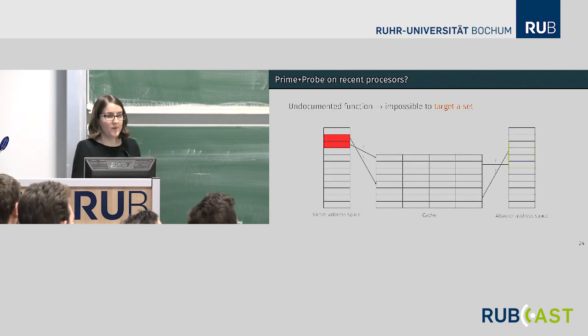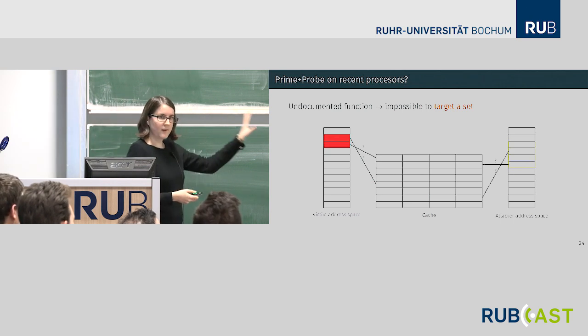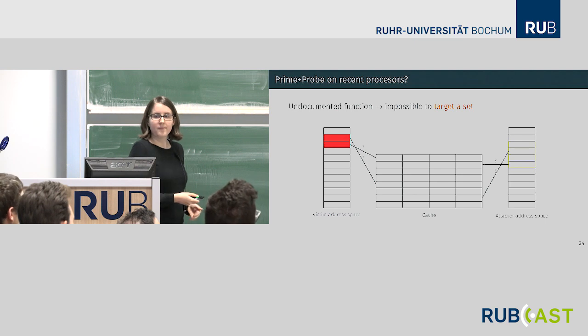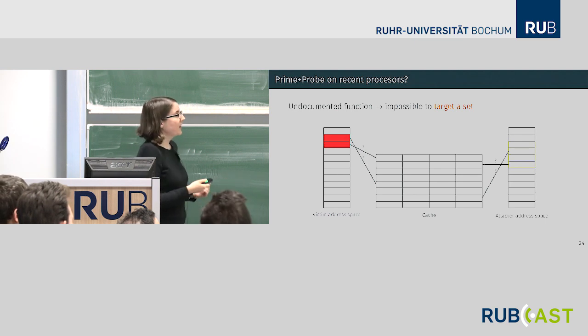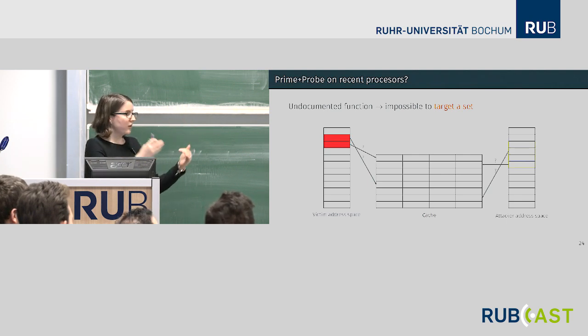So how is it a problem for us? If you want to perform a prime+probe on a recent processor that has this hash function, it gets impossible to target a set because you don't even know in which slice your access is going to be. And of course, that means that they go to different sets, and you want all your accesses to reach the same cache set. So it gets impossible to perform these prime+probe attacks if you don't have this function that is not documented by Intel.